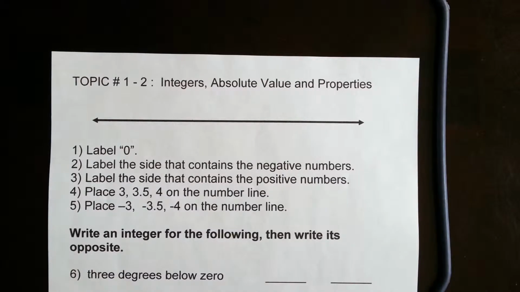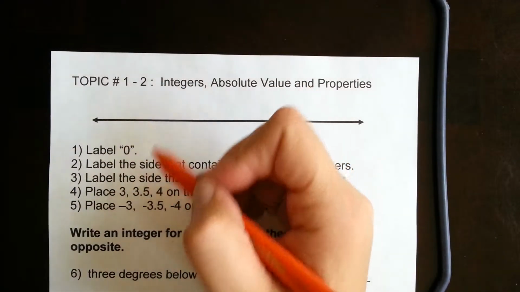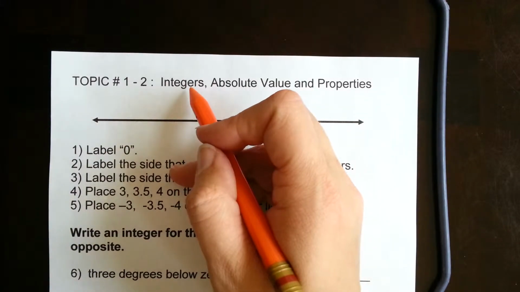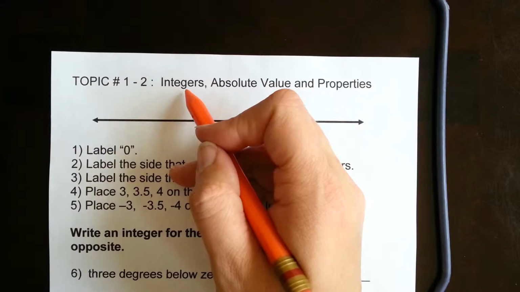In this video, we want to look at integers, absolute value, and properties of those integers and absolute values. Integers typically mean positive or negative whole numbers. A lot of times people will say this incorrectly and say "integers." Remember, we want to call it integers. This means positive or negative whole numbers, or whole numbers and their opposites.